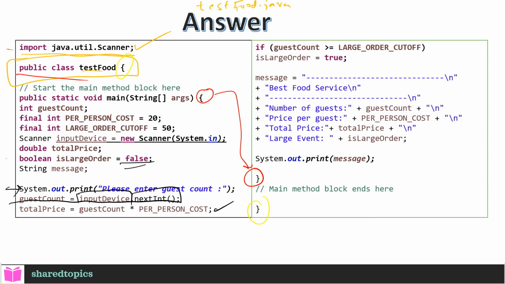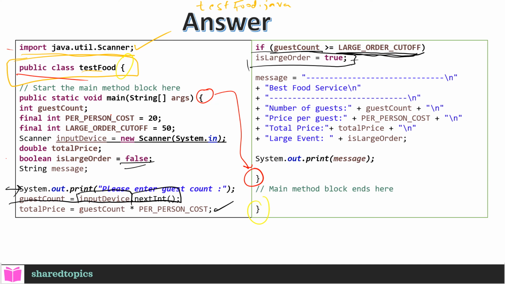The simple syntax is if, and in brackets you write the condition. The condition is if guest count is greater than or equal to that 50 value. We are using a constant for that 50 value: greater than or equal to large order cutoff. If that happens, then run the next command, which is large order is now set to true. No double quotes for the word true. So large order will be set to true only when guest count is at least 50. This line will not execute if the above condition is false.